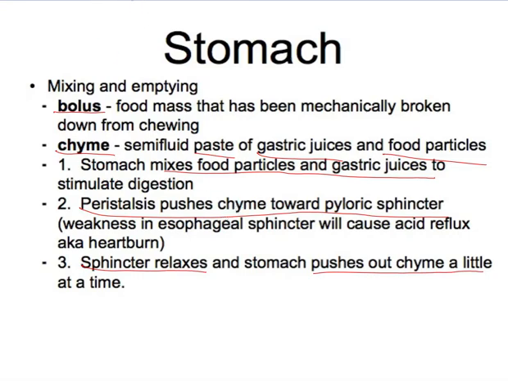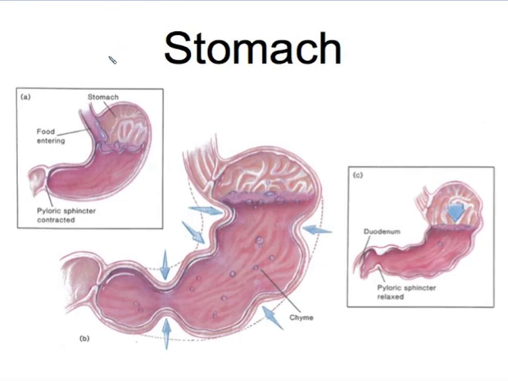Okay? This is your stomach action. So again, here's a look at it. We have food entering the stomach. Your bolus enters the stomach. It mixes with these gastric juices here and becomes a substance called chyme, and then your pyloric sphincter opens, releasing it little by little into the small intestine.